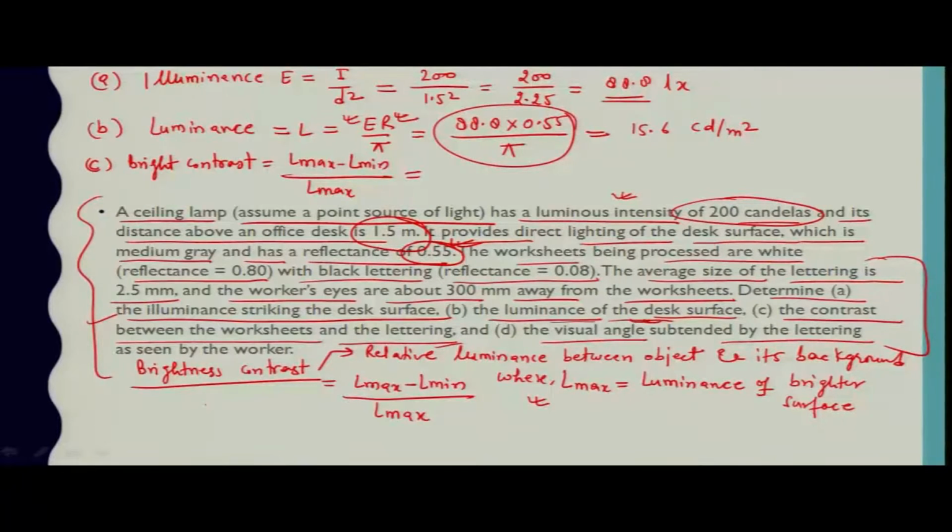This value in the form of reflectance: we can see that the worksheets being processed are white, with reflectance 0.80, with black lettering at 0.08. So in the form of reflectance we can also express this brightness contrast, where the maximum is 0.80 and the minimum is 0.08. In this way we will have 0.90, which could be expressed as 90%. So this brightness contrast is 90%.